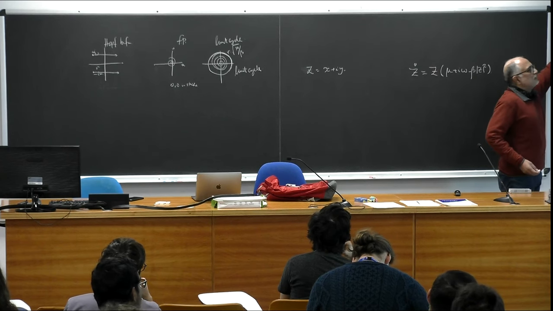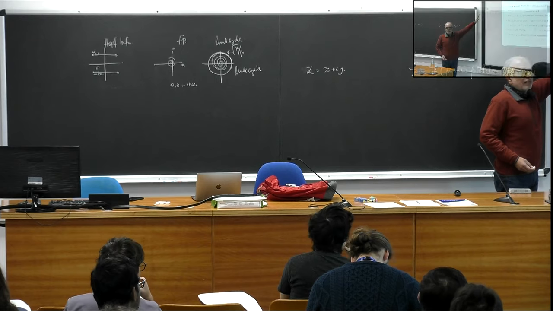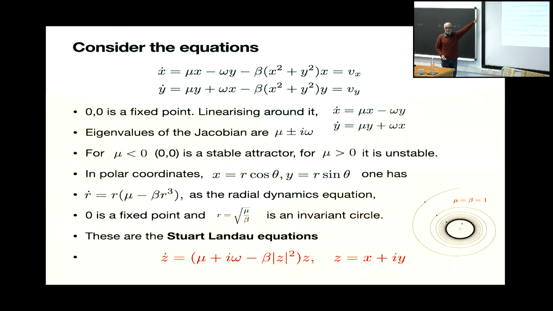We just start with those two equations. Don't ask why. When you start with those two equations, there's only one fixed point, which is (0, 0). You look at its eigenvalues, it is mu plus or minus i omega. And because of the nature of those eigenvalues, if mu is negative, then I know I have a stable spiral, everything goes into the origin.